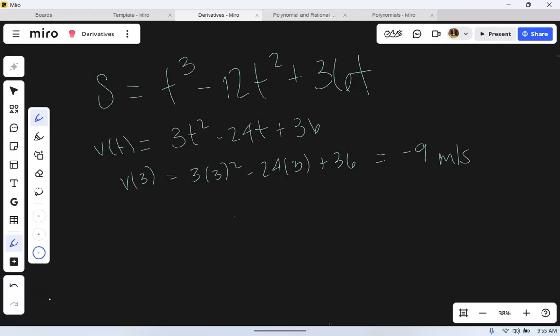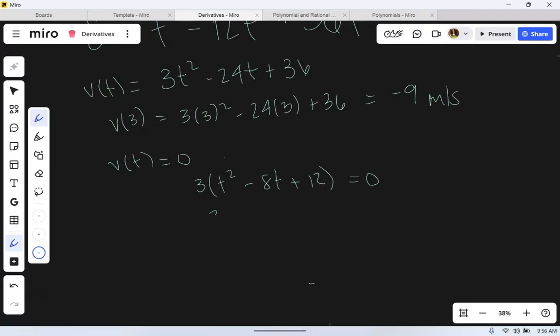How do I tell when something is at rest? Velocity is at 0. So I want to know, when is this equal to 0? Well, this is a factorable. I'm going to take out a 3, t squared minus 8t plus 12. You plug in 0, that tells you the velocity or the position when the time is 0. But if you set it equal to 0, that's when it is at rest.